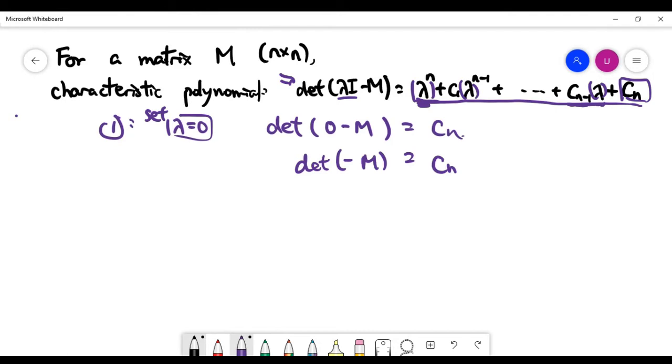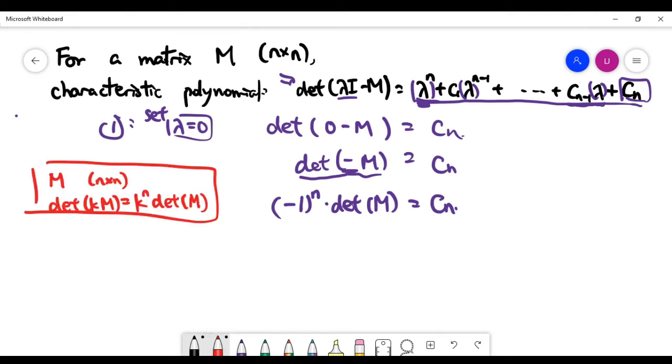And please recall this case. Actually, this determinant is the same as minus 1 to the power n times the determinant of M. This is the same as the constant term Cn. And I hope you recall this fact, right? This is a fact we have described already for the property of the determinant.